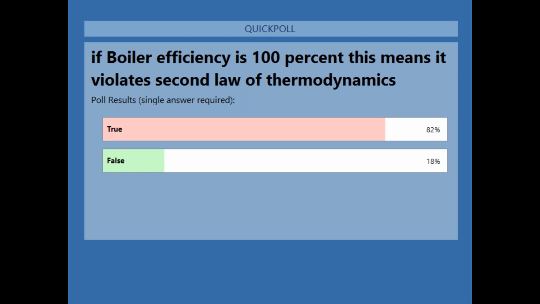Now, in terms of output, in terms of energy, what is the energy output of the boiler? What is the desired effect of the boiler? What does the boiler do in terms of energy?